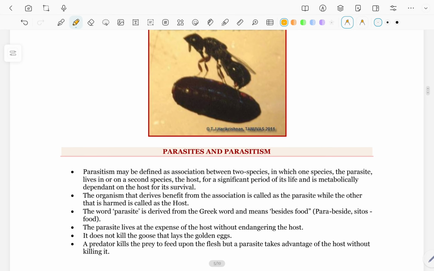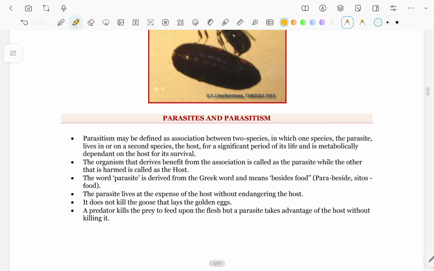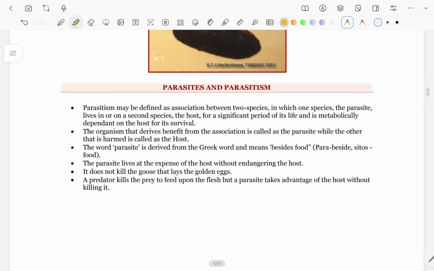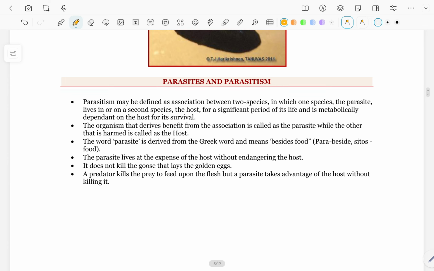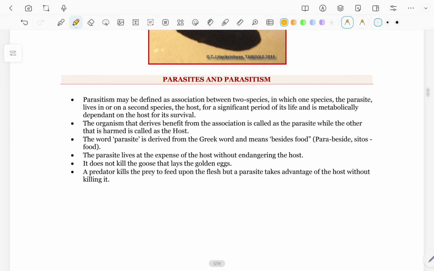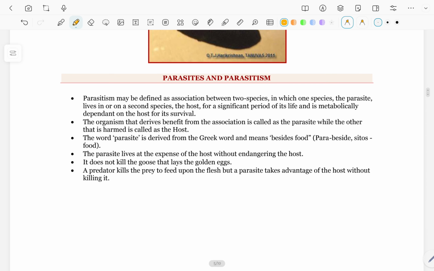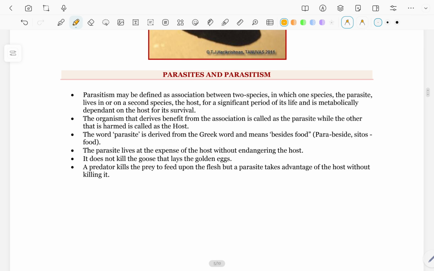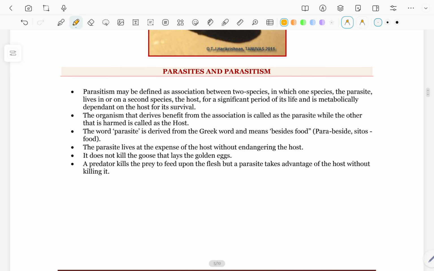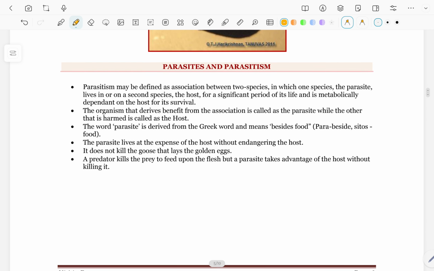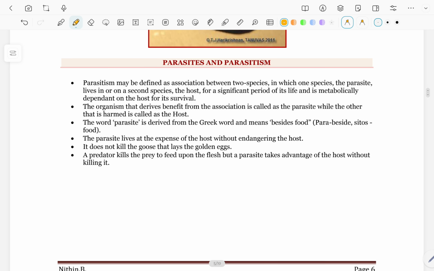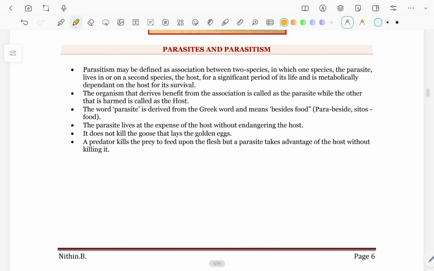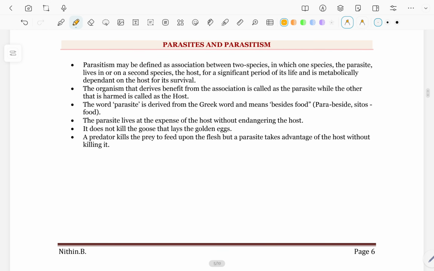Parasite and parasitism. Parasitism may be defined as an association between two species in which one species, the parasite, lives in or on a second species, the host, for a significant period of its life and is metabolically dependent on the host for its survival. The organism that derives benefit from the association is called the parasite, while the other that is harmed is called the host.